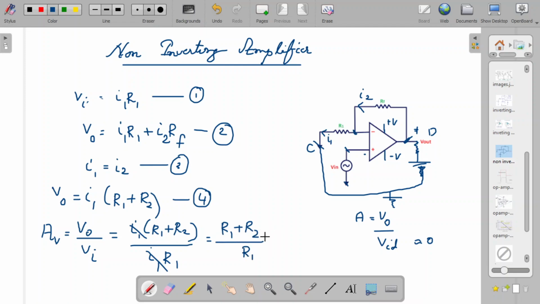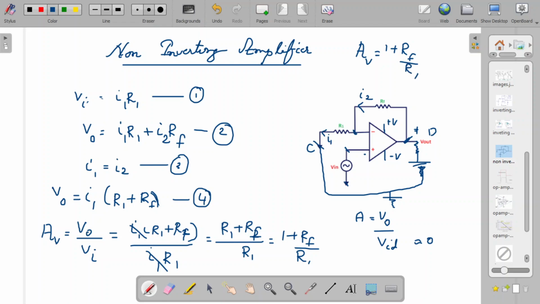Now we divide the numerator by R1. I will get R1 by R1 as 1, so 1 plus R2, which is basically RF as what you have written here. So it is 1 plus RF divided by R1. So this is the final relation for the closed loop gain of a non-inverting op-amp. That is, gain is equal to 1 plus RF divided by R1.